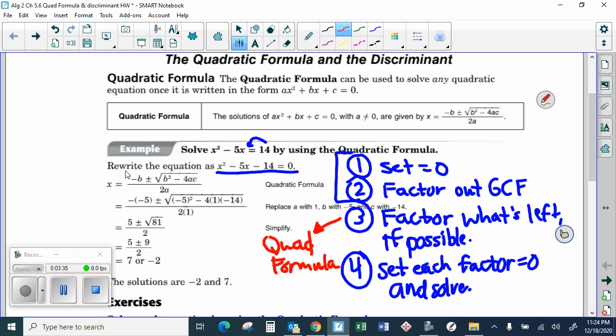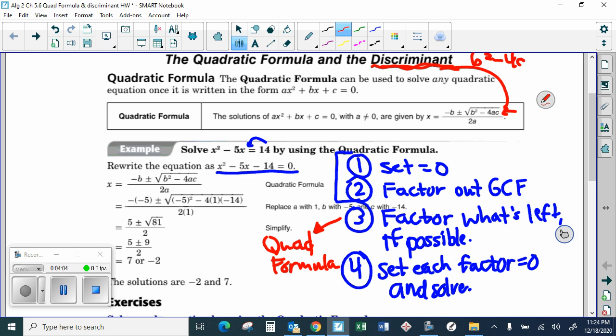It's talking about using the discriminant. The discriminant, just so you know, is what you see underneath the radical in the quadratic formula, the b squared minus 4ac. That's called the discriminant. That's spelled right there. Okay, b squared minus 4ac is the discriminant.